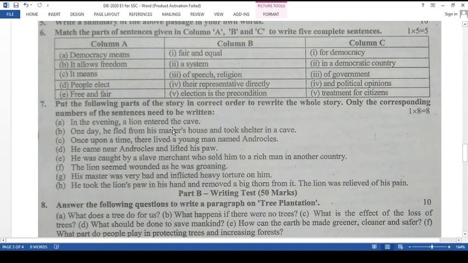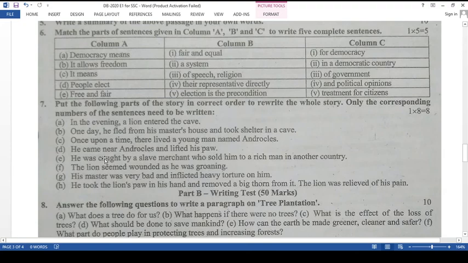The lion already entered. What will happen? The lion seemed wounded as he was groaning. That means he was in pain. Then the lion came near Androcles and lifted his paw.